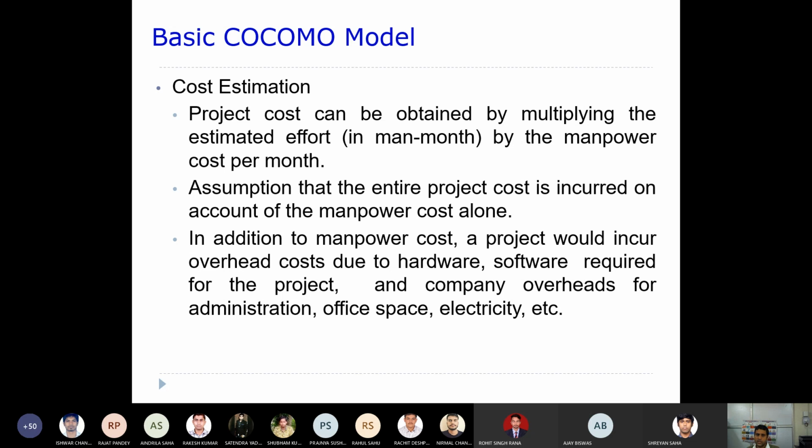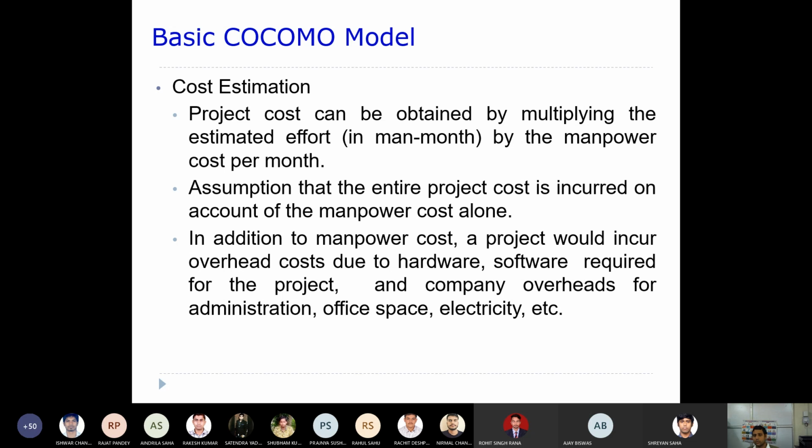So the person-month, that means you have got the estimated effort. Okay, once you have got the estimated effort, that means efforts are known, right? So these many persons are working for this many months. If that information is with us, then you can simply calculate the cost by multiplying the effort by the manpower cost per month.